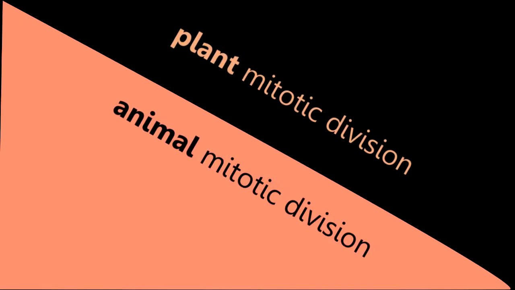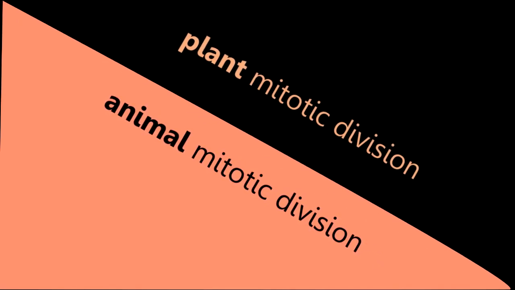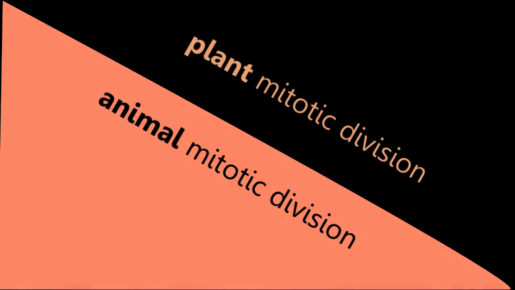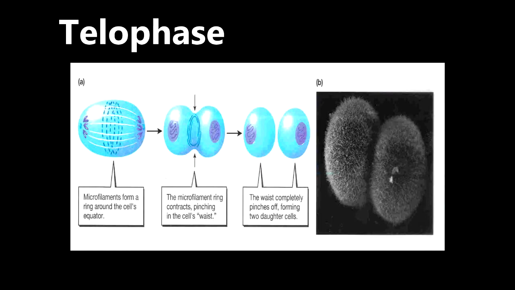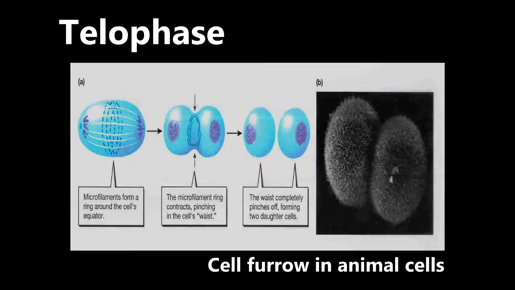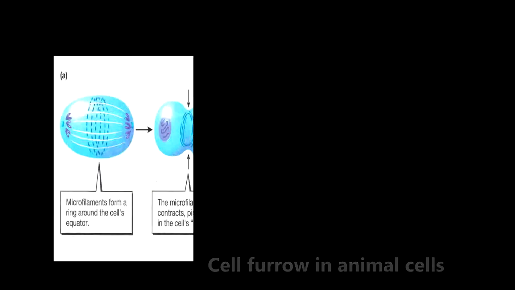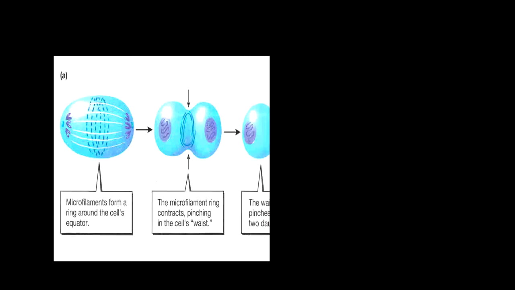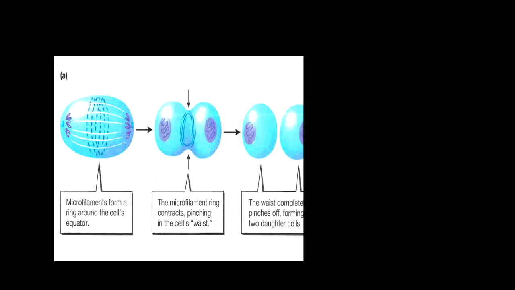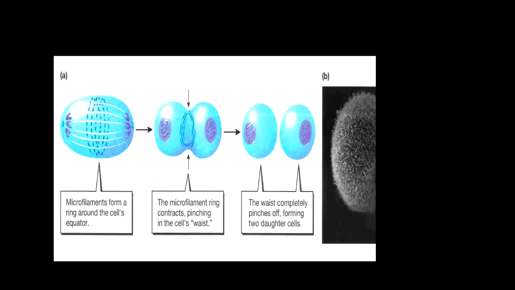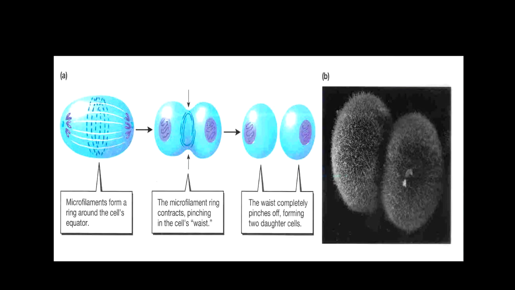You may also encounter differences in mitosis between plants and animals. Specifically, you can determine this during the telophase period. One big difference during the telophase period is that in animals, the cell furrow is being formed. Microfilaments form a ring around the cell's equator, and this microfilament ring contracts, trying to pinch the cell's waist. Therefore, it would appear that you have a furrow being formed, and then the waist, quote unquote, is completely pinched off, forming two daughter cells.